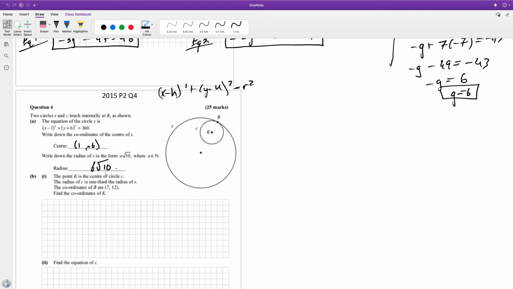7, 12. This is 1, minus 6. As I said, circles touch internally or externally, the centers are always along the same line. And find the equation, so part C, you should be able to do both bits here, I and I.